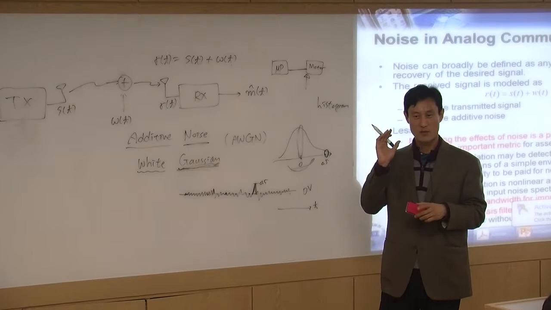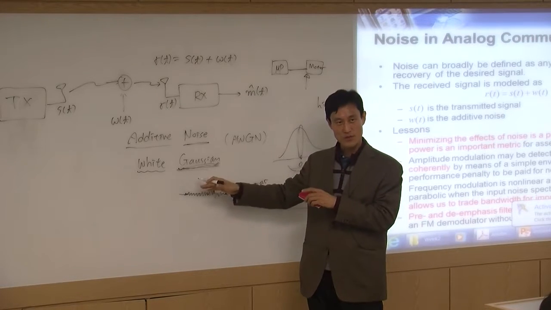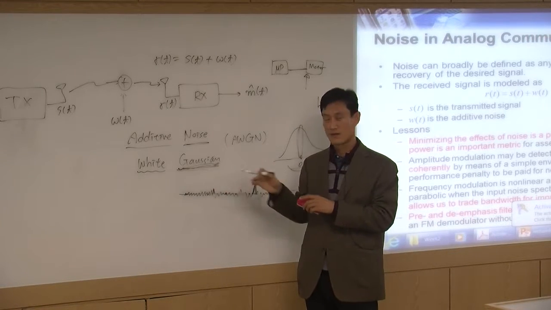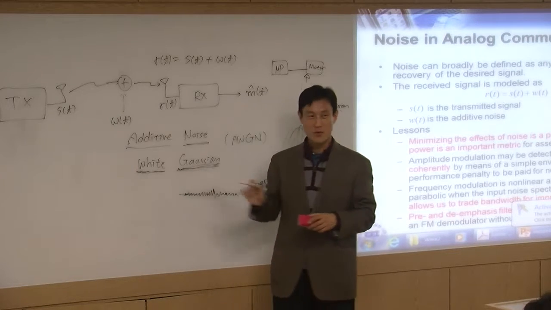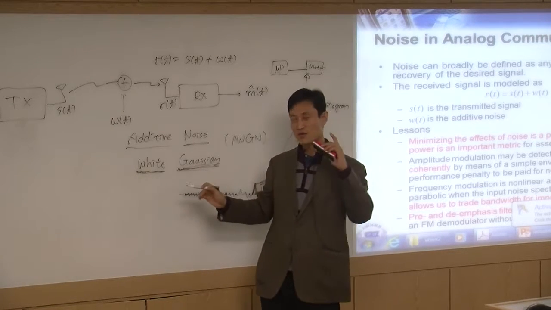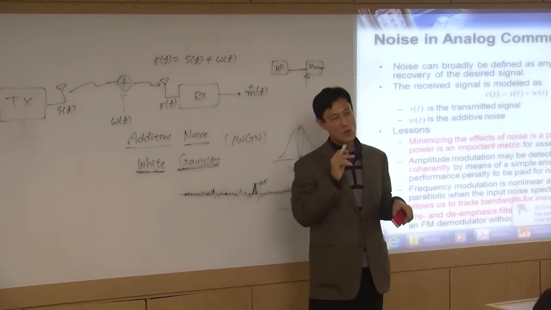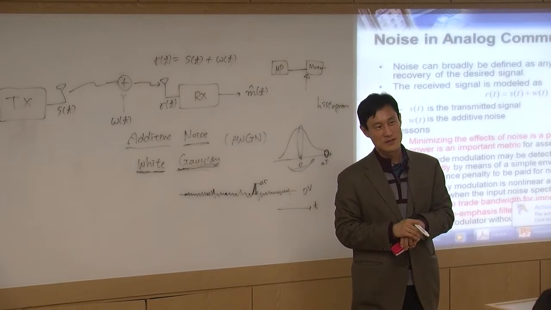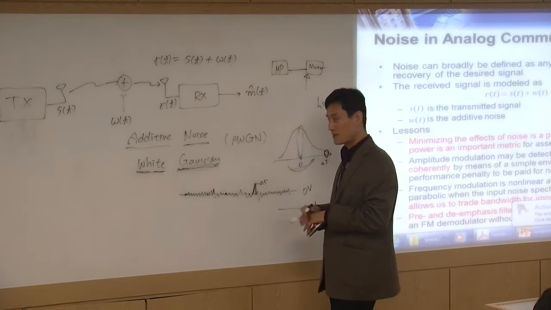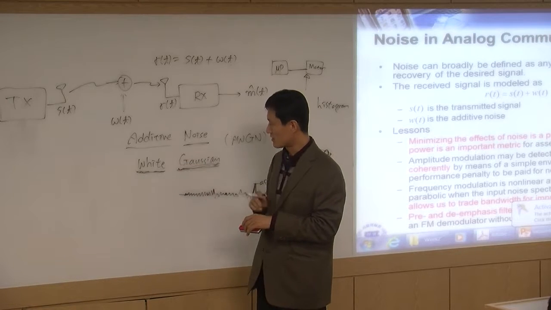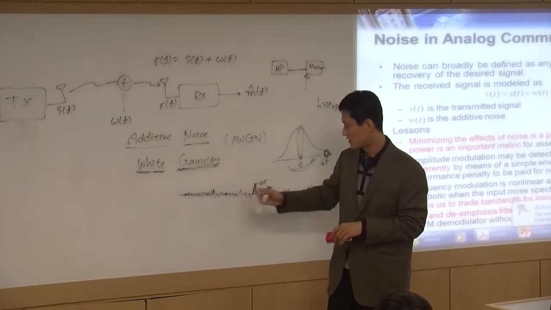Okay, remember that. Why do we call it Gaussian? Because the amplitude is Gaussian. Now this is important. This is the most difficult one. Why do we call our noise white? Something weird, right? Why do we put a color on noise? There's nothing in the color, right?